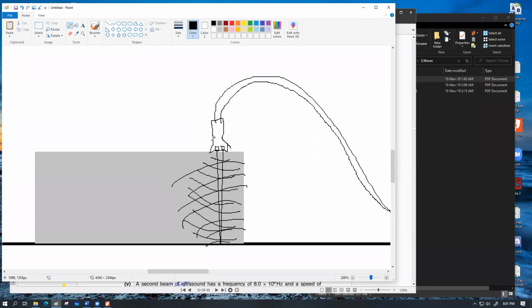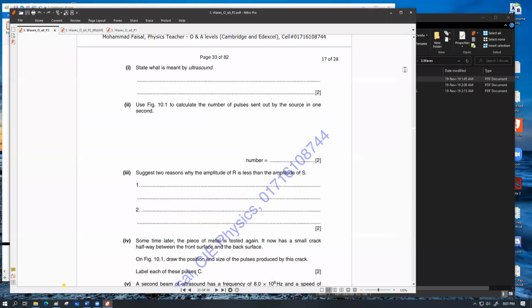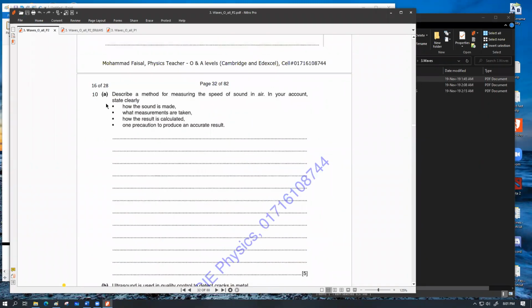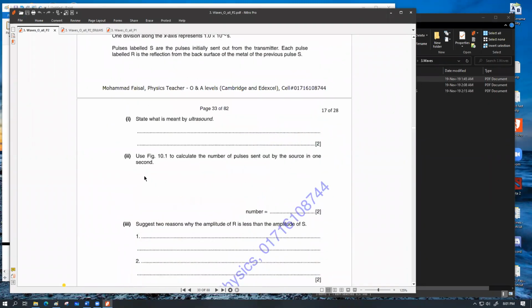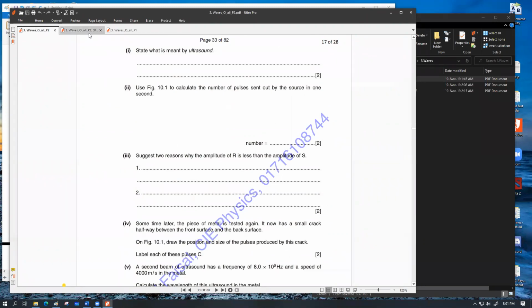The other part is that whenever reflection occurs at the reflection surface, some energy gets absorbed. So that is another point that you can mention. Just to be sure, we're going to have a look at the mark scheme for this question and see what it has for us. Which number is this? Question number 10, B3.